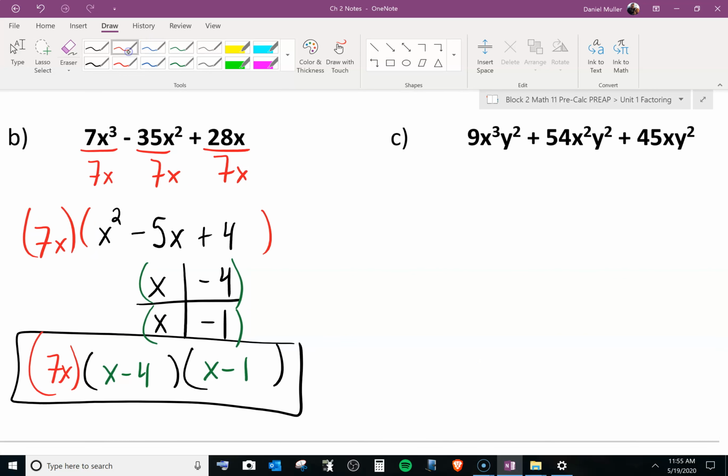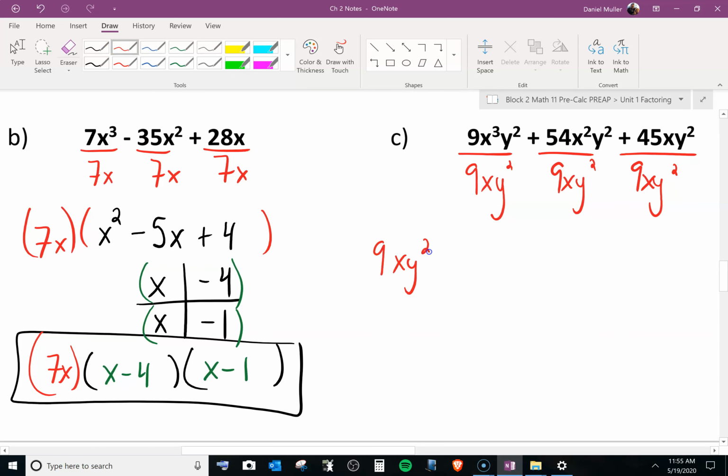All right, the next one. What can we divide these by? I think 9. And what about x's? x cubed, x squared, x1. So the smallest in all of them is an x1. y squared, y squared, y squared. All right, so I can take a y squared. They all have a y squared. I can factor it out. So I've got a 9xy squared.